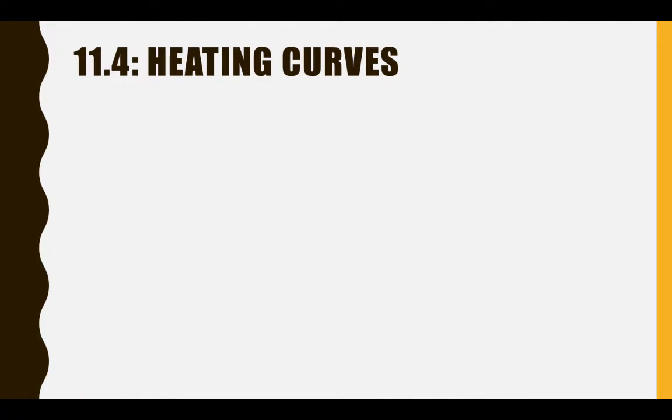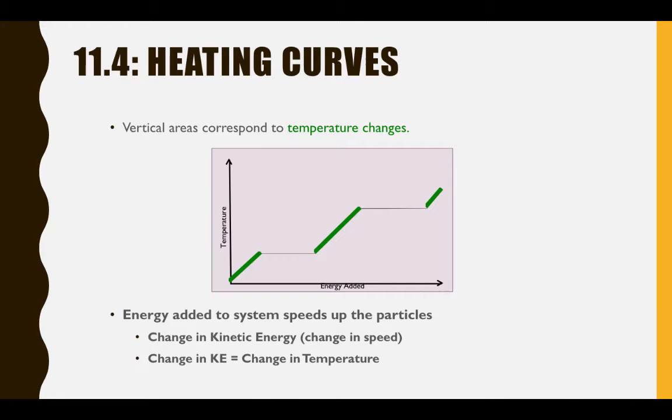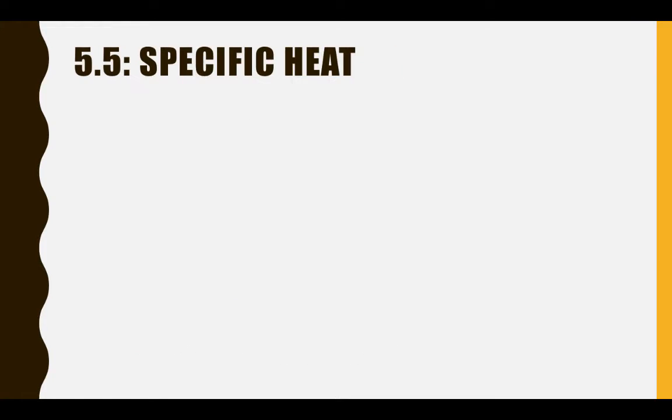Now let's look at how to quantify the changes that are going on at each part of the graph. We'll start with the vertical areas of the graph, which correspond to temperature changes. Here, the energy that's added to the system goes to speeding up the particles, or increasing their kinetic energy. Since there's a change in speed, there's a resulting change in kinetic energy, and that results in a change in temperature, since the average kinetic energy of the sample will change.